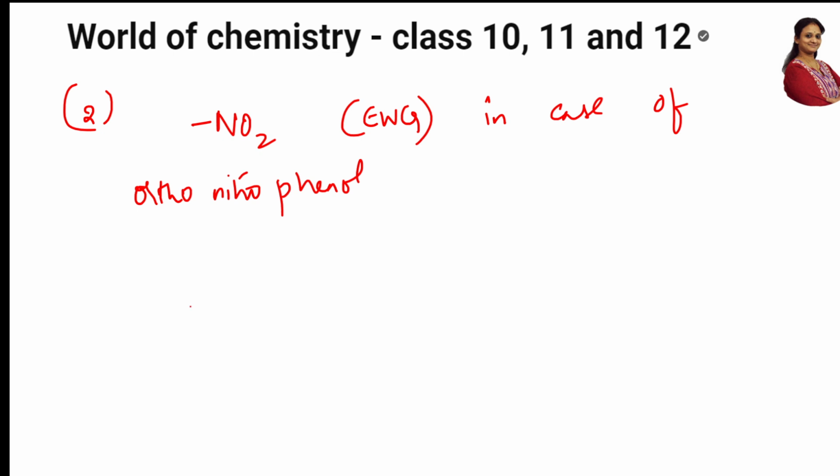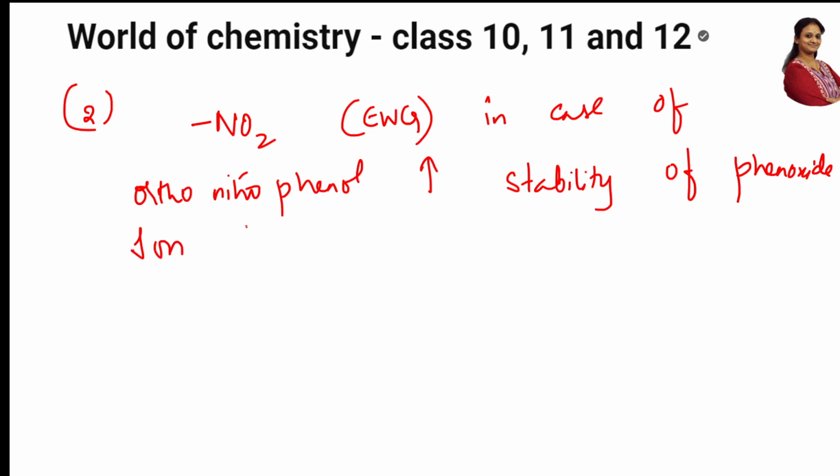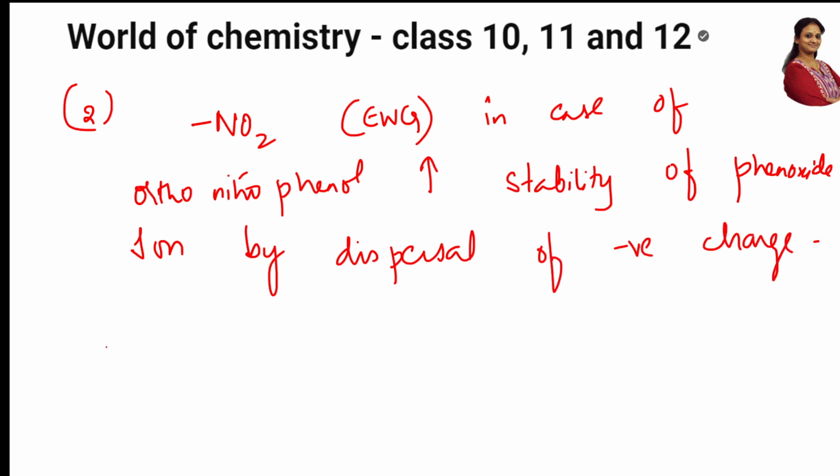So how do I write this answer? The NO2 group, an electron withdrawing group in case of orthonitrophenol, increases the stability of the phenoxide ion by dispersal of negative charge. This is what you will write. And you don't write any resonating structures.